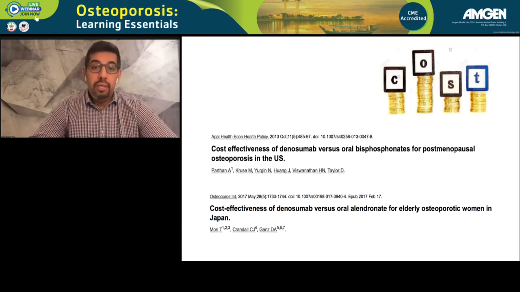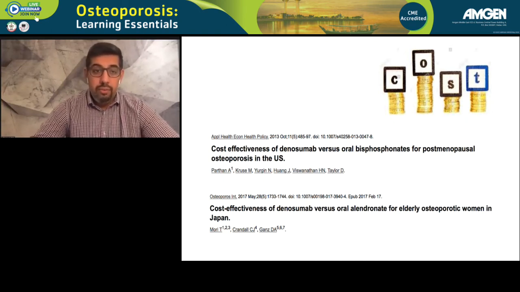If we'd like to compare the cost between denosumab and bisphosphonate, there are a few studies comparing that in the States and in Japan. If you do the math, you will find the price is nearly similar.